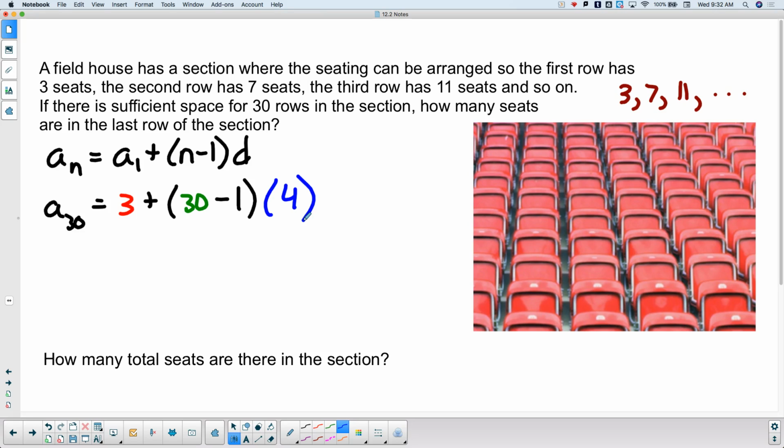30 minus 1? 29. 29 times 4? 116. 116 plus 3. So there are 119 seats in the 30th row if this pattern would continue on.